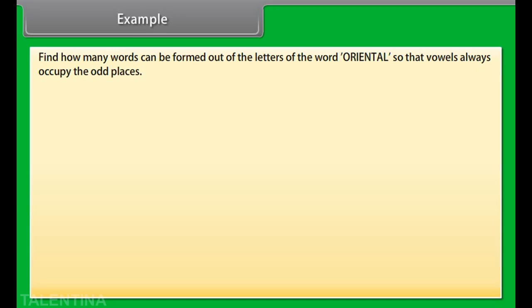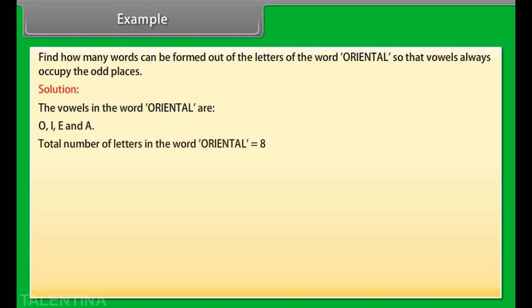Find how many words can be formed out of the letters of the word Oriental so that vowels always occupy the odd places. Solution. The vowels in the word Oriental are O, I, E and A. Total number of letters in the word Oriental is equal to 8. Number of vowels is equal to 4.